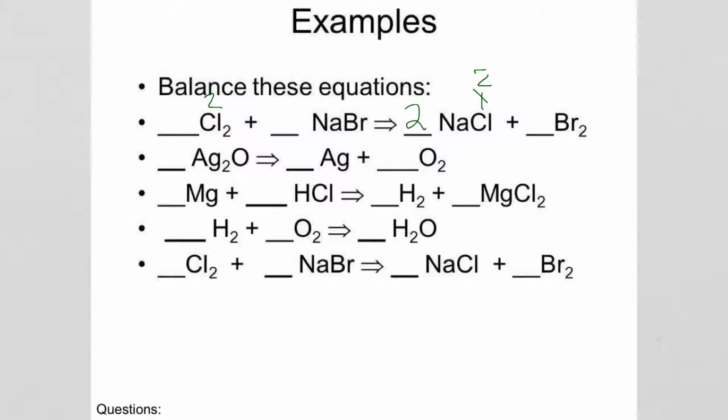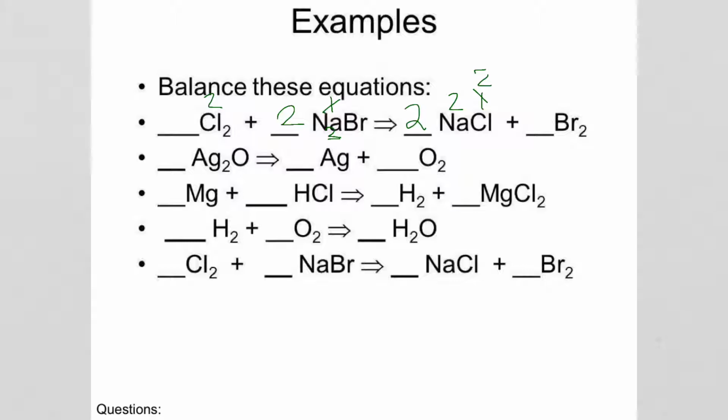You don't want to ping pong back and forth across the arrow because you often will get lost in more complex ones. So, I'm finished with chlorine. Let's go back to the reactant side, and I have sodium. Right now I have 1 sodium. Over here I have 2 sodiums. So in order to change this to 2, I need to change this to 2.